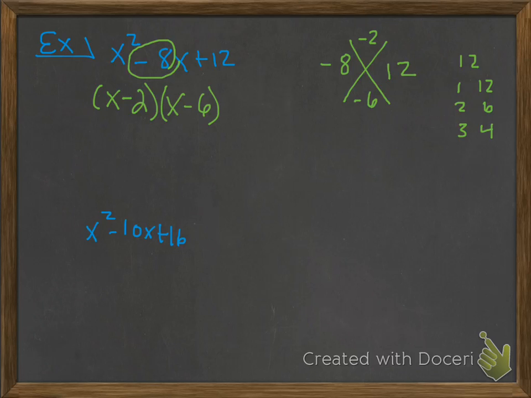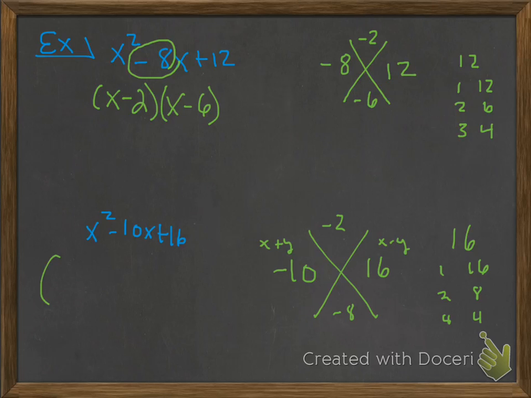My next one, two numbers multiply together to get a positive 16, but add together to get the negative. Remember, this is x plus y, x times y, just in case we forgot. So 16 would be 1 and 16, 2 and 8, 4 and 4. 2 and 8 make 10, and that would be a negative 2 and a negative 8. So x minus 2, x minus 8.